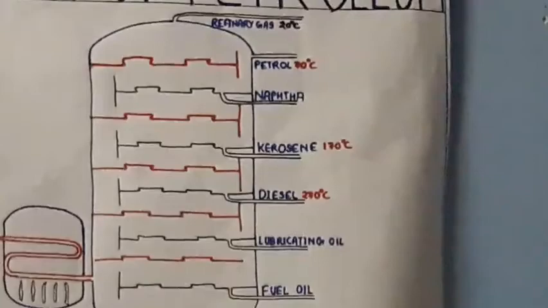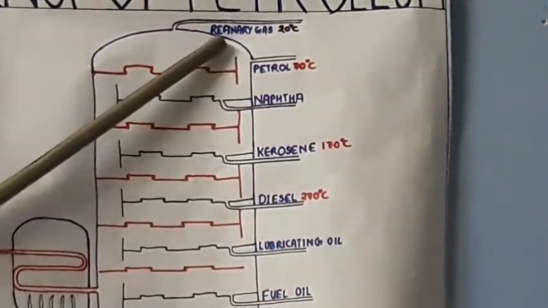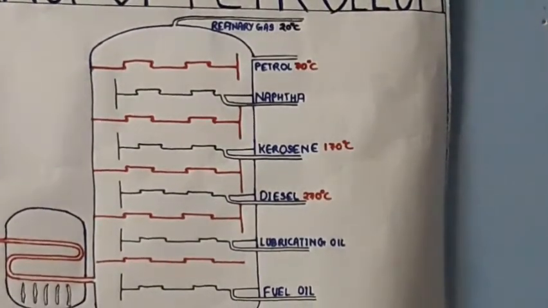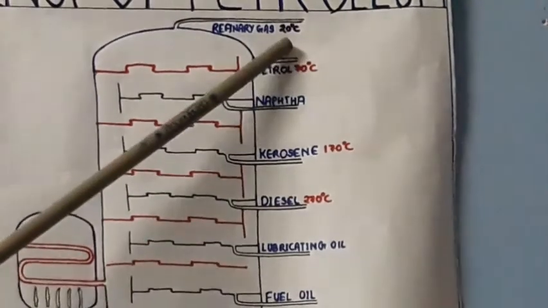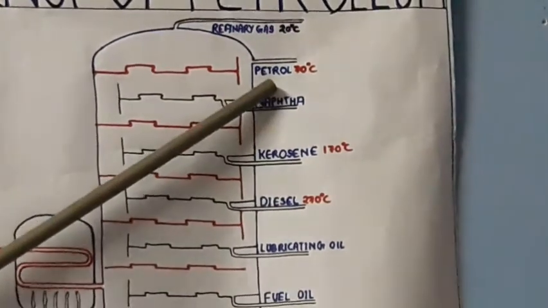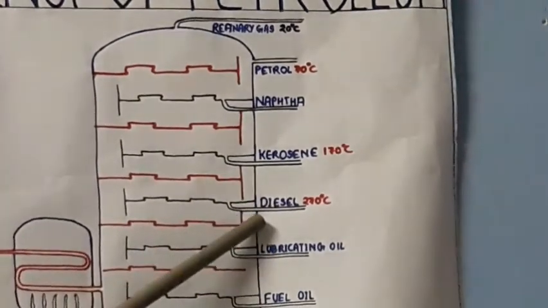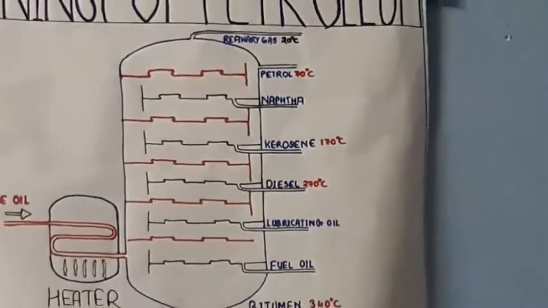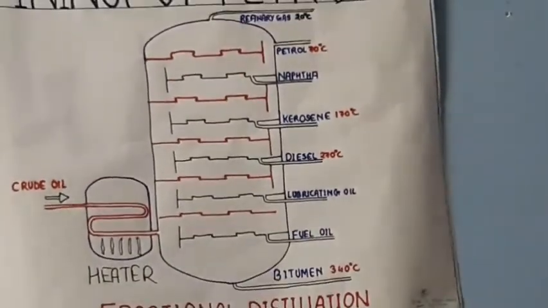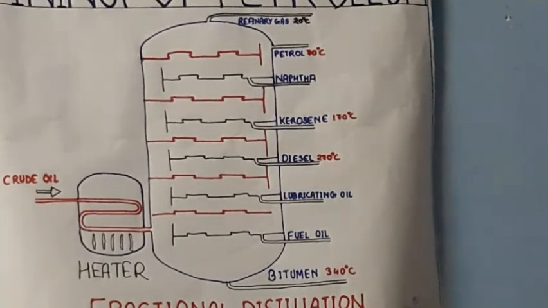At the top you can see refinery gas, as I've already told you, LPG or the bottled gases, that is coming out at 20 degrees centigrade at the starting point. Then you can see petrol, the next outlet is for petrol, then naphtha, then kerosene, then diesel. Then lubricating oil, then fuel oil, and then bitumen. So this is the complete setup of how fractional distillation takes place.